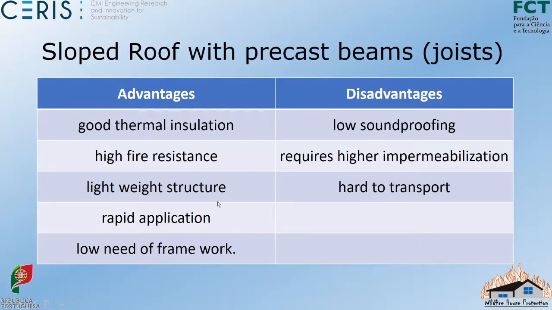So, the sloped roof with precast beams, I think they're called joists in the United States. The advantages: they have very good thermal insulation, the fire resistance is very good, they're actually very light, and they have rapid application, at least in Europe, with low need of framework. The disadvantage is low soundproofing. Although you live in your own dwelling, I don't see this as a big disadvantage, but in any case, I'm pointing it out. It also requires higher waterproofing. Some people say it's hard to transport. Well, they are heavy. That's true.